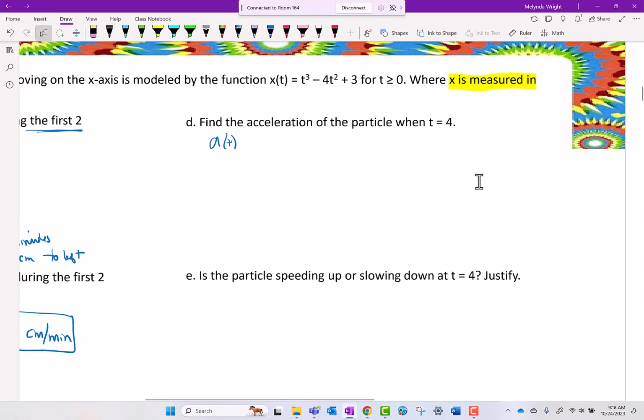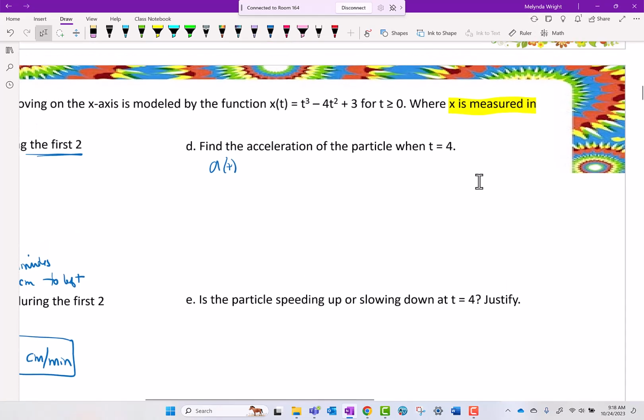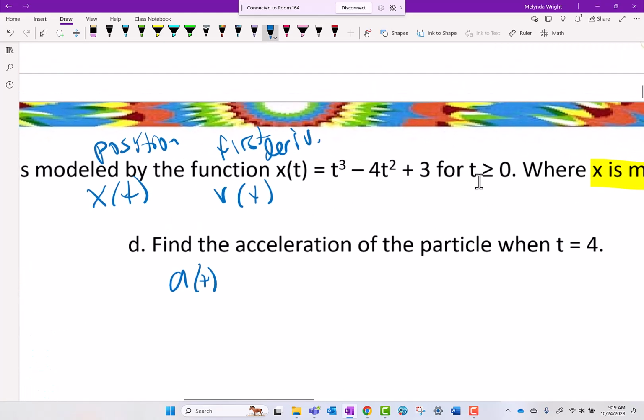I just want to make sure we understand. Position is x of t, right? That's position. V of t is velocity, and it's the first derivative, right? Velocity is the first derivative. And A of t is acceleration, the second derivative. Just want to make sure we're tracking with that.